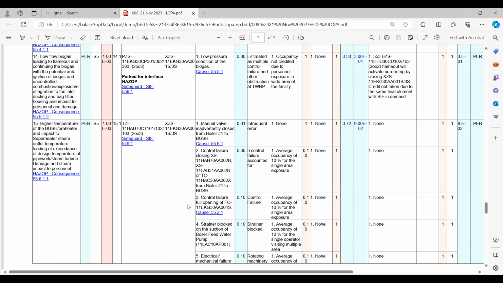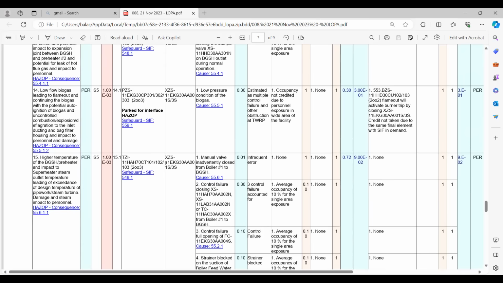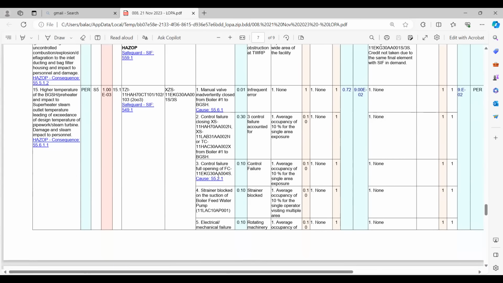leading to the exceedance of the design temperature. That is the one. Thereby, impact to the personnel. This is also personnel, severity 5. Then you have your SIF. And what is this? This is your initiating event. What is this initiating event? Manual valves are inadvertently closed. So this is infrequent.